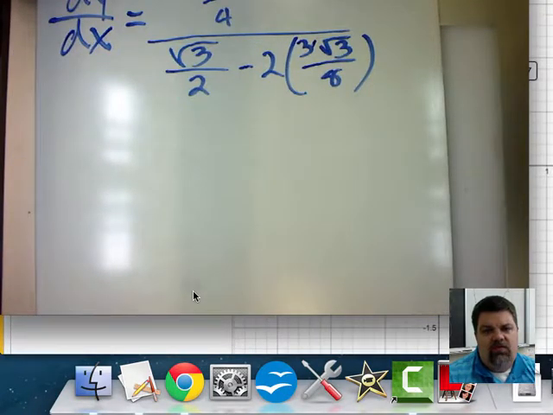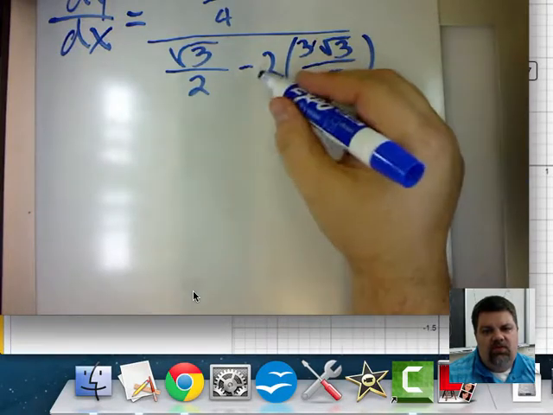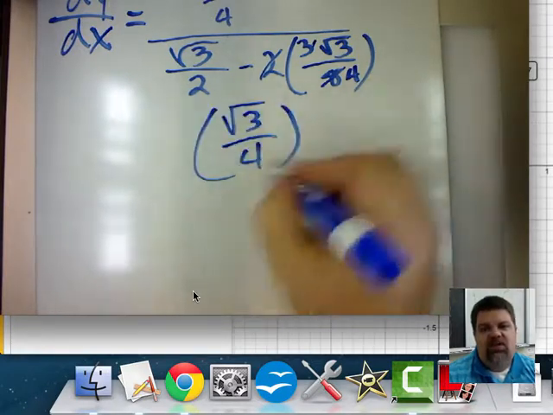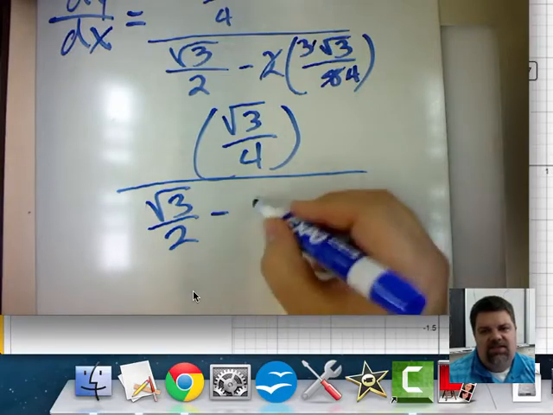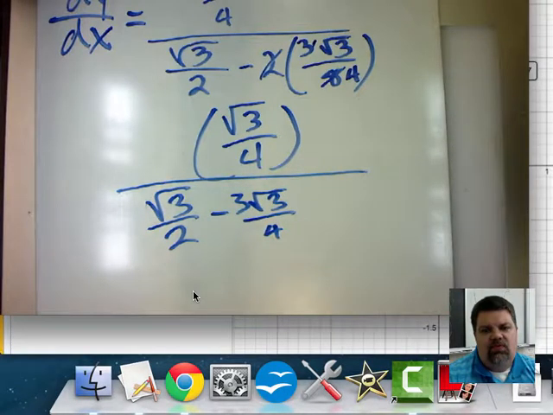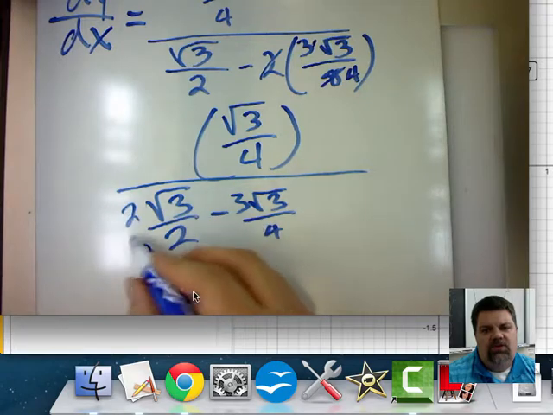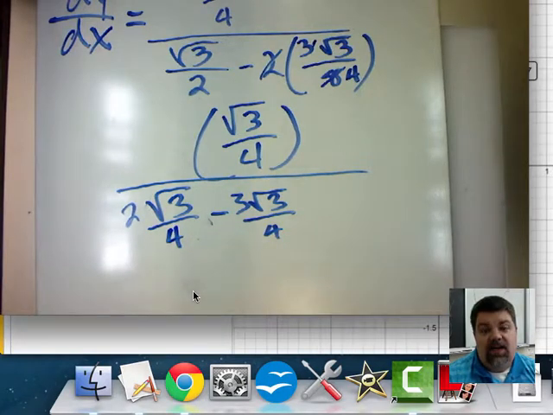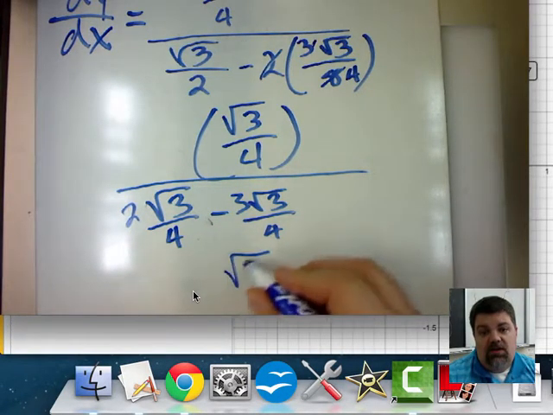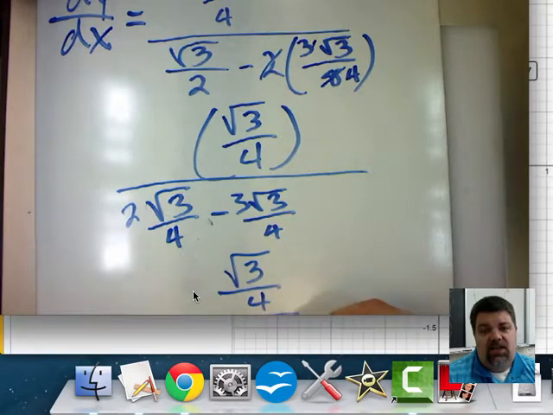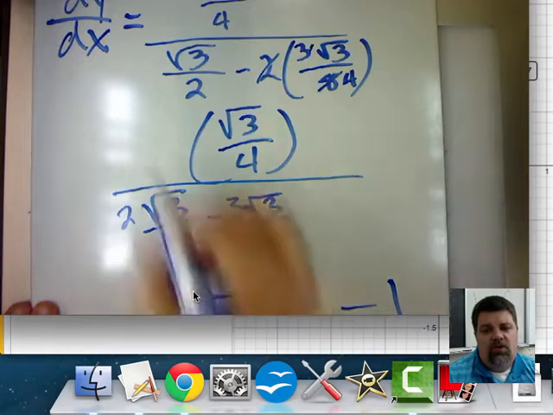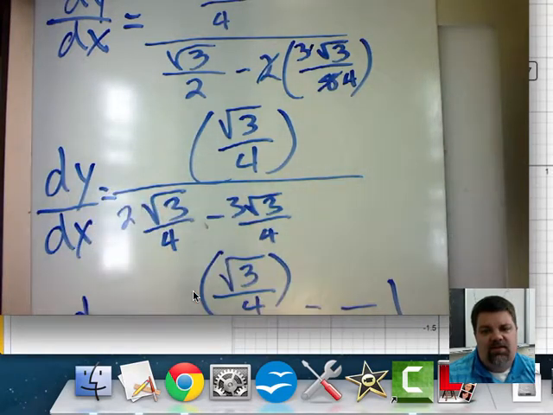So let's clean this up a little bit. I have root 3 over 4 over root 3 over 2, minus 2 times the quantity 3 root 3 over 8. By doing some cross canceling, I end up with root 3 over 4 over root 3 over 2, and then minus root 3 over 4. Find the common denominator of 4, and then 2 minus 3 gives me a negative root 3 over 4 on the bottom. So I have root 3 over 4 over negative root 3 over 4. Let me write all this stuff down.